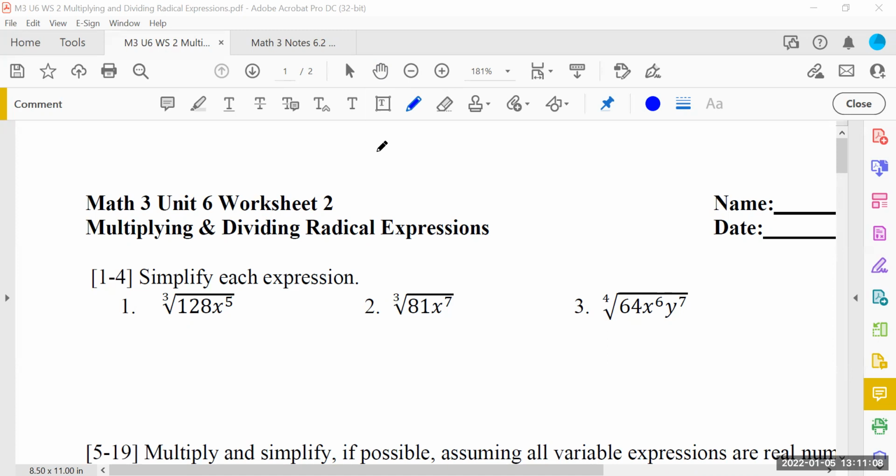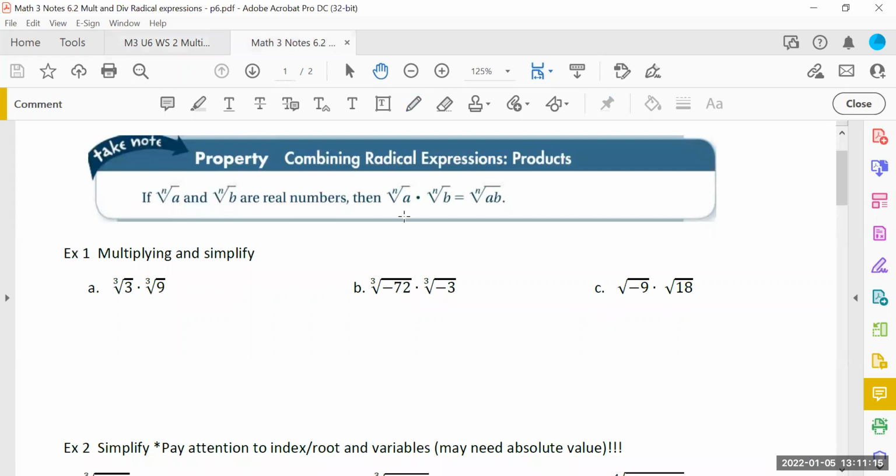So for section 2 here, oh, that's the worksheet. Let's start with the notes. We're going to start off with just the idea of how do I multiply square roots and cube roots. We'll do some review of yesterday as well. Make sure we're solid there. Multiplying and dividing square roots is actually not bad.